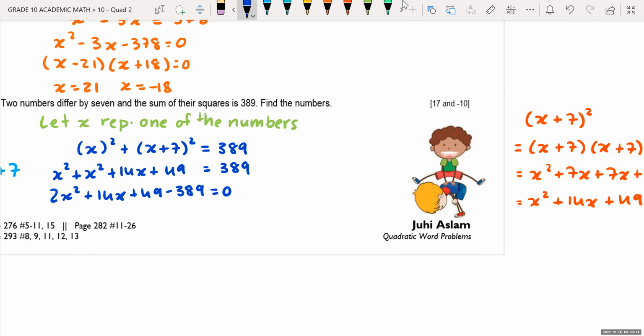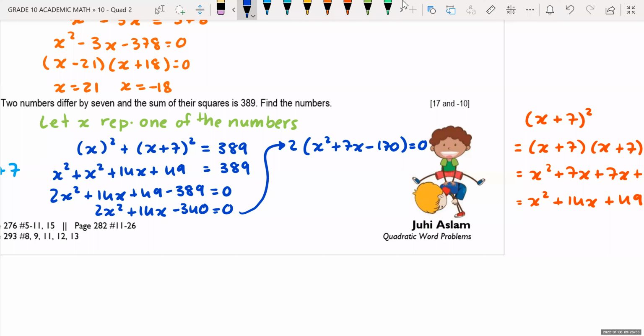49 minus 389 is negative 340. So it's going to be 2x squared plus 14x minus 340 is equal to 0. I recognize that there is a greatest common factor of 2, so I'm going to take that out, and I think that'll make the question a lot nicer. I'll factor out the 2. I'll get x squared plus 7x minus 170 is equal to 0.